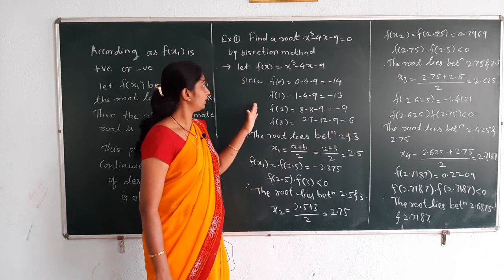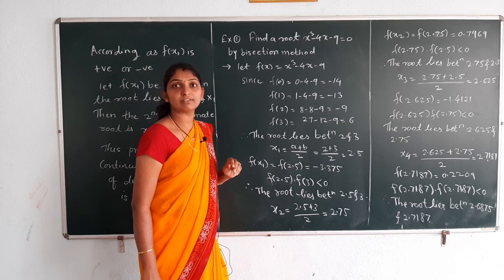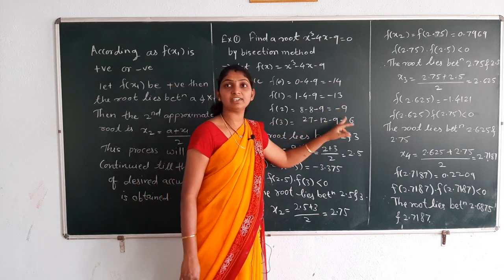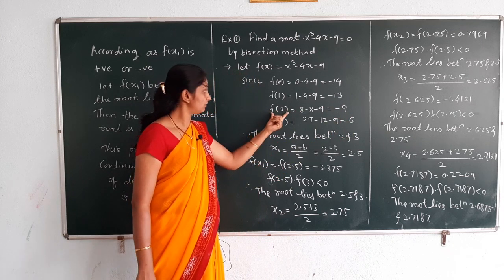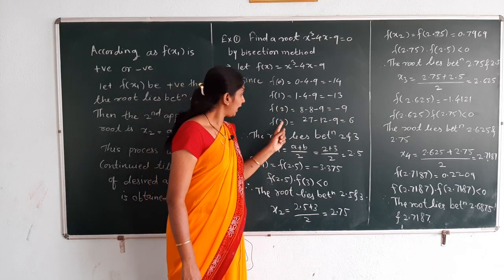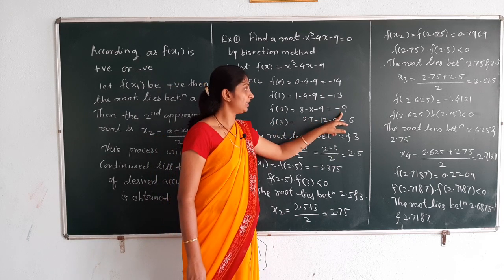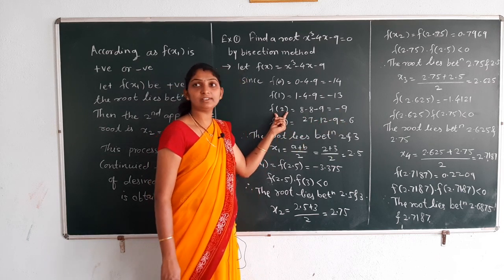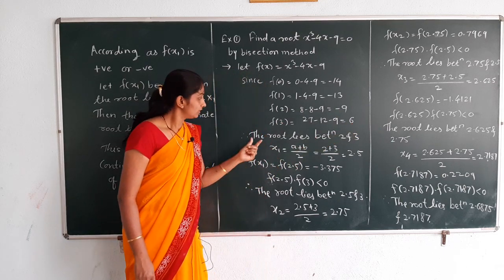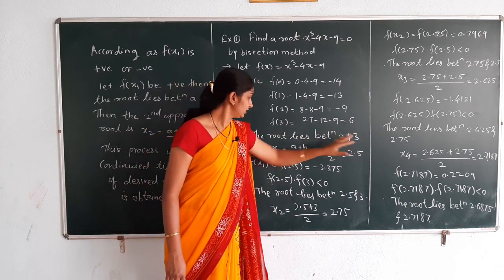We have to find out the closed interval. In this interval, one value is negative and one value is positive. Therefore, the root lies between 2 and 3, because here f of 2 is negative, that is minus 9, and f of 3, that is 6, is positive. The root lies between 2 and 3.